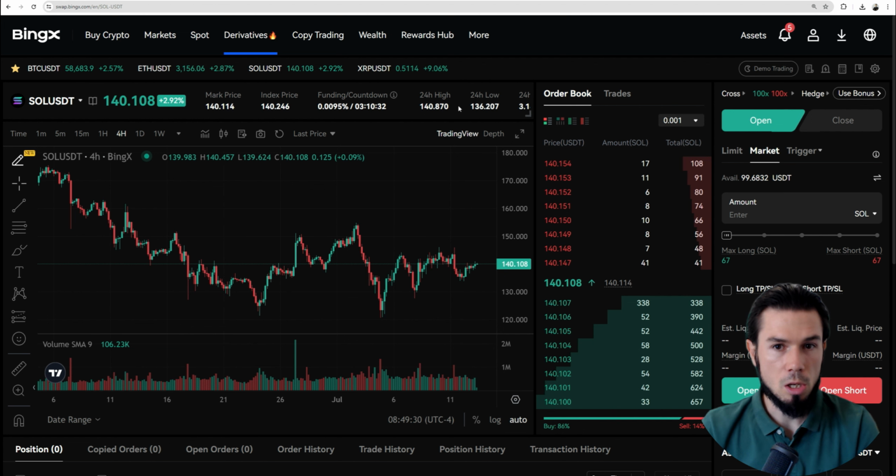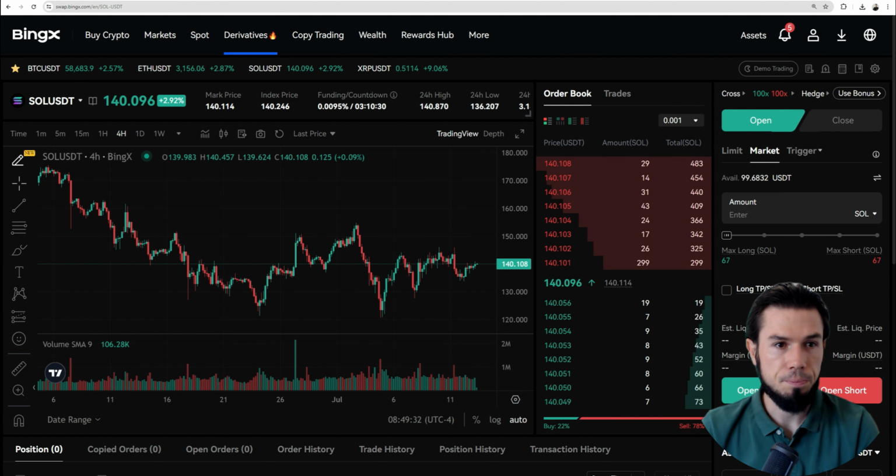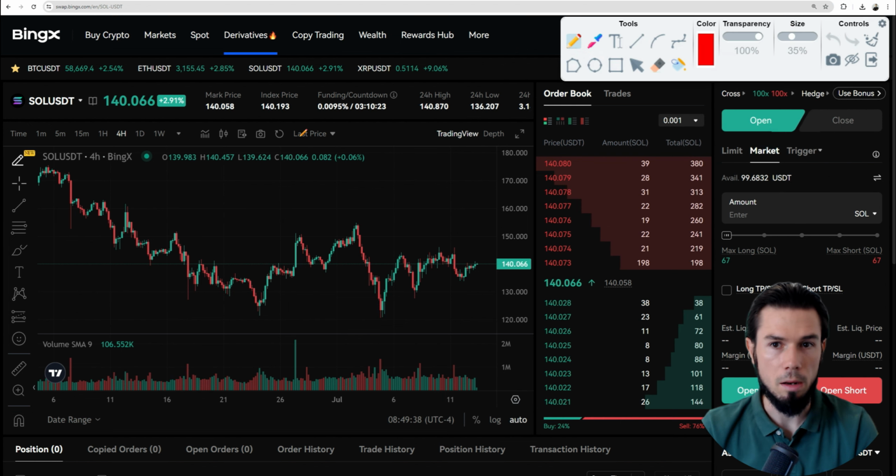The next thing that we actually care about is the funding and countdown. This is very important. Let me share with you where that is located. There's quite a lot here. So funding and countdown is exactly there.